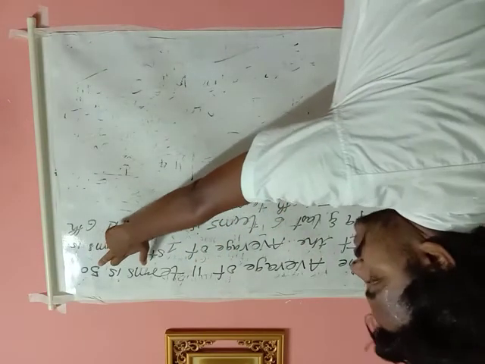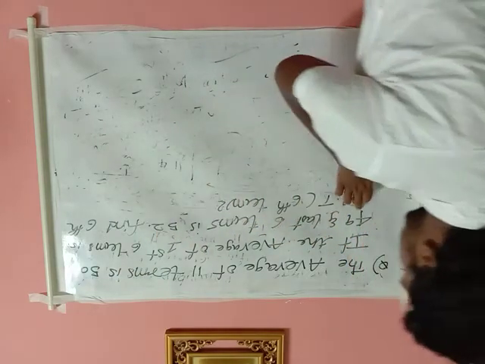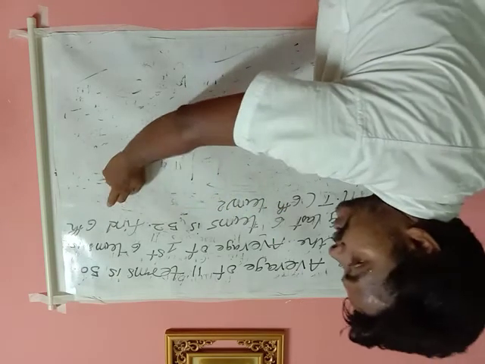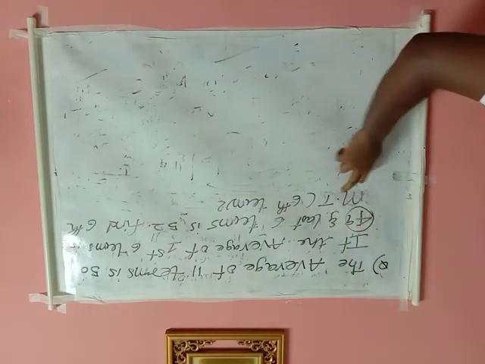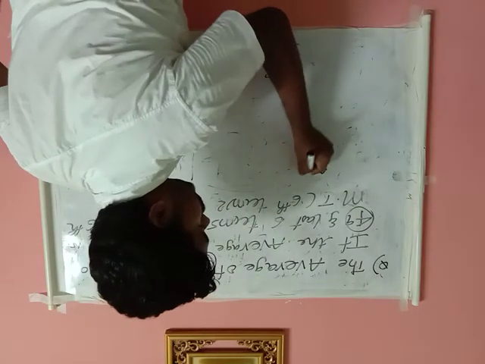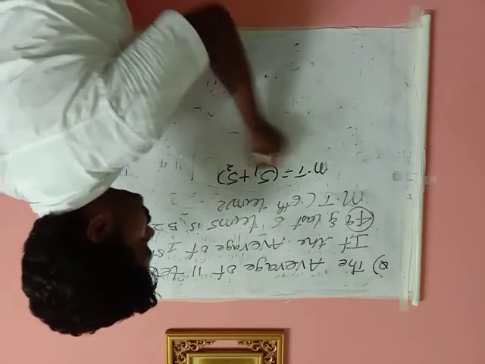Given that the average of 11 terms is 50, the average of the first 6 terms is 49, and the average of the last 6 terms is 52, find the 6th term. The 6th term is the middle term here. So what is the formula? Middle term is equal to S1 plus S2 minus S.